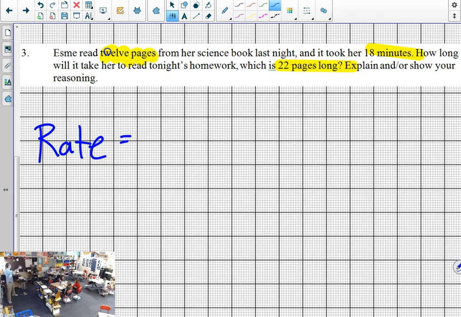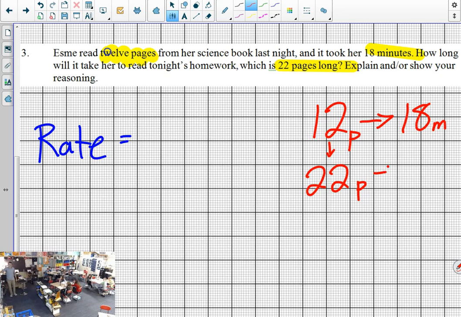Now, here's the most common error I saw. Please don't write this part down. I need all eyes up here. This is wrong. Here, I'll even write it in red. It's wrong. The most common mistake I saw was, okay, 12 pages took 18 minutes, right? So now if I read 22 pages, well, I add 10 minutes. So that must take 28 minutes because I'll add 10.